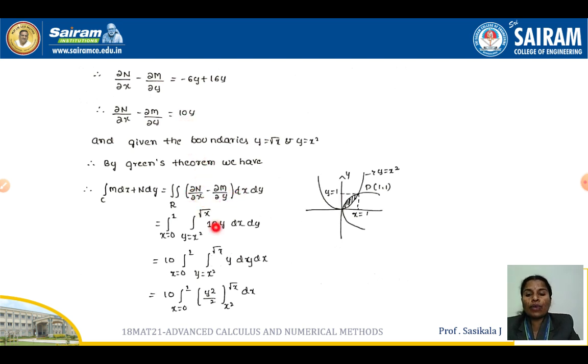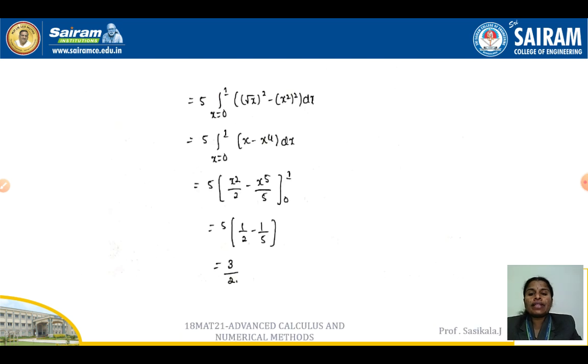Then the simplified integrand, already done, is 10y dx dy. After that it's normal integration. First integrate with respect to y, and I get y squared by 2. Then substitute the limits, x squared to root x. Substituting and simplifying, you will get x minus x power 4. So 5 times that, again integrated with respect to x. What is that?